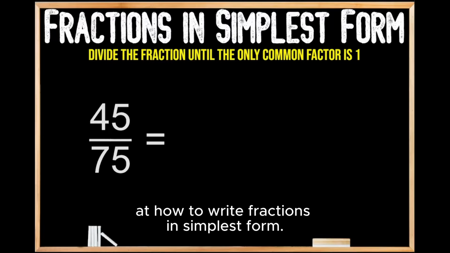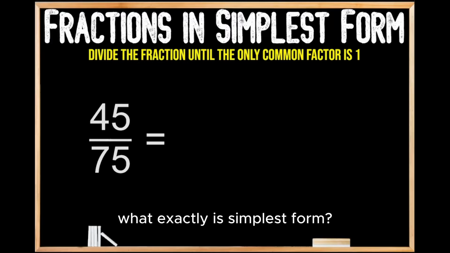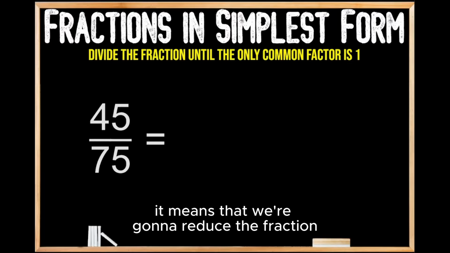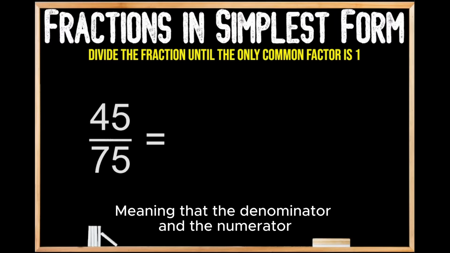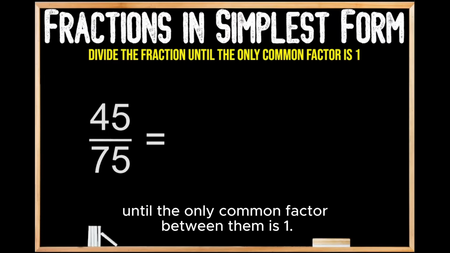Today we're going to be looking at how to write fractions in simplest form. Now you might be wondering, what exactly is simplest form? Well, with fractions, it means that we're going to reduce the fraction to its lowest or simplest form, meaning that the denominator and the numerator are reduced until the only common factor between them is 1.